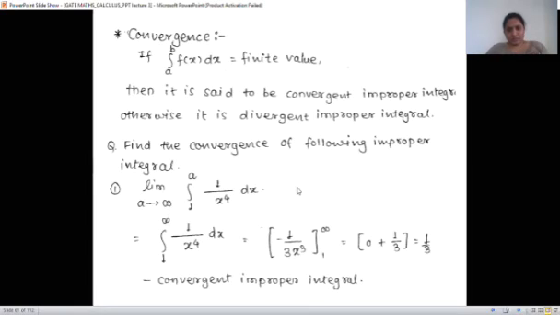Applying limits, that is 0 minus minus, that is plus 1 by 3. 0 plus 1 by 3, that is 1 by 3, and it has a finite value. So the given improper integral, is it improper? Yes. As one of the integration limits is infinity, it is of first kind. And it has a finite value, so it is convergent.